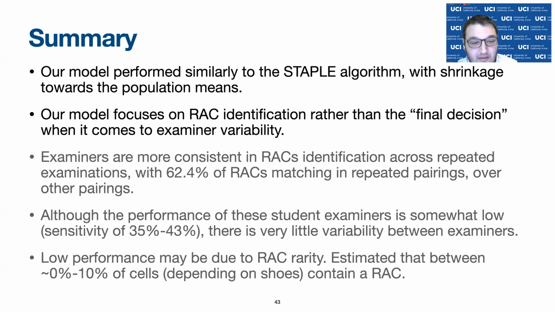Again, I say the performance is somewhat low, but we really don't have a reference group to compare that to. That might not be considered low. And if we do consider this lower performance, we do know that the RACs are very rare. So an estimated 0% to 10% of the cells contain RACs, depending on the shoe. That indicates that finding a RAC is very difficult, so that would play into lower performance of finding RACs, given they're actually there.